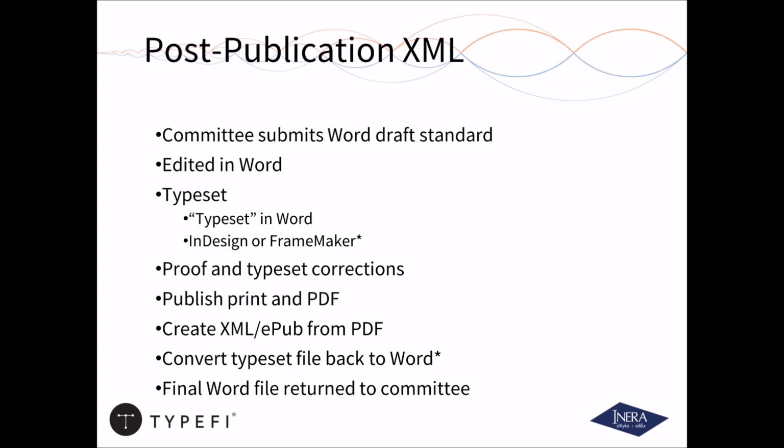You then, whichever model you use, proof and typeset your corrections. You publish the print version if you're still doing print and the PDF, and then you can make XML from that PDF file or sometimes from the Word file itself. If you used InDesign or FrameMaker, at the end you have to convert the final typeset file back to Word, which is a fairly daunting prospect. Neither FrameMaker nor InDesign has good export capabilities back to Word. And finally, you return the Word file to the committee.